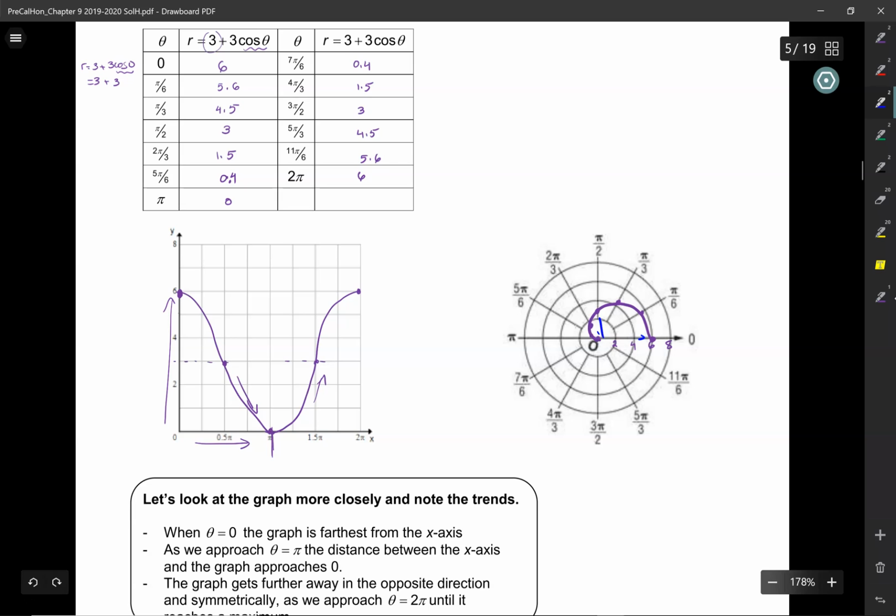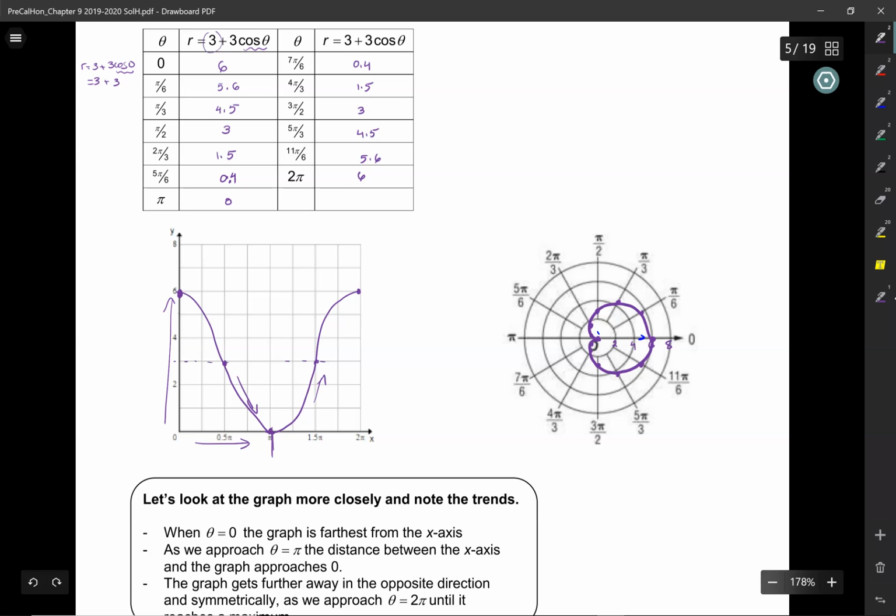All right, so now let's continue. Now the radius is going to get big again, right? So at 7 pi over 6, we're at 0.4. At 4 pi over 3, we're at 1.5. At 3 pi over 2, we're at 3. At 5 pi over 3, we're at 4.5. At 11 pi over 6, we're at 5.6. And then we're at 6. So from here, we're going to go back out, out, out, and there.